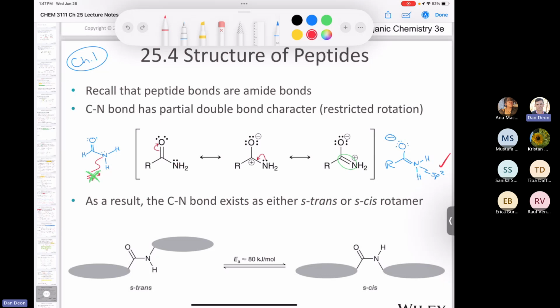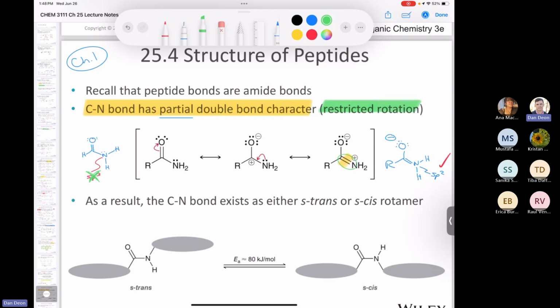Now, if you're like, well, why are you rambling on about this stuff from chapter 1? Okay, what's the big deal? The big deal is this, is that the carbon-nitrogen bond in a peptide does have some double bond character. You see it right there. If you look at the resonance hybrid, one of them has a double bond there. So it has some or partial double bond character. And so what's the consequence of that? The consequence of that is restricted rotation.